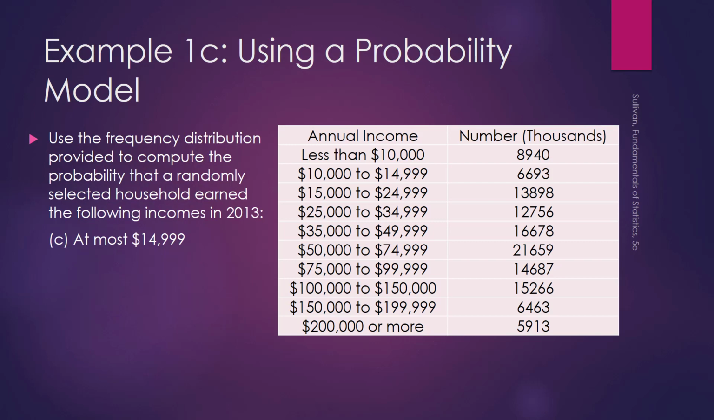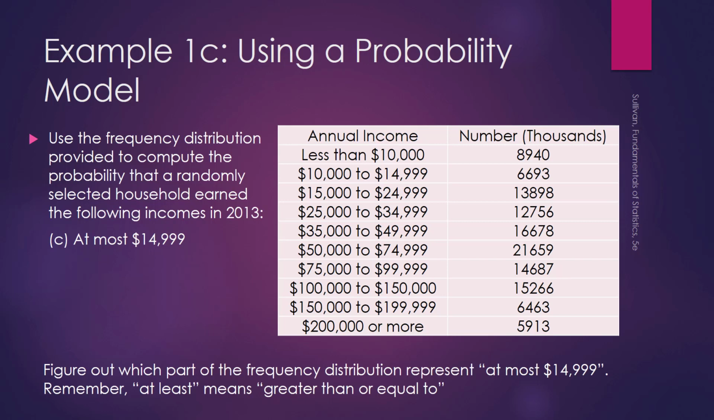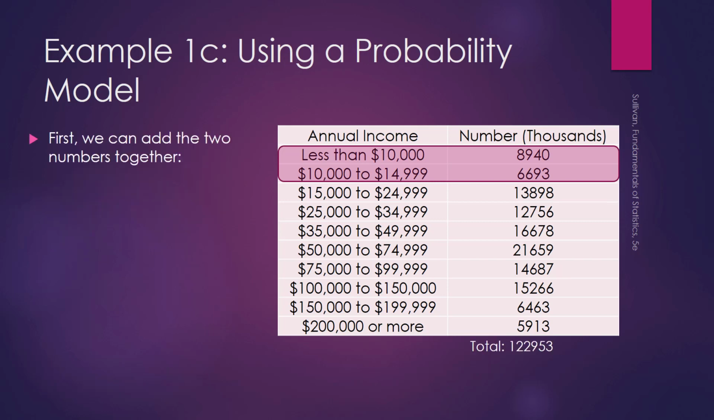Example 1C. Use the frequency distribution provided to compute the probability that a randomly selected household earned at most $14,999. First, we have to figure out which brackets in the table represent at most $14,999. Pause the video and see if you can do this, and then unpause the video to see if you are correct. If you said the first two rows in the table, then you were correct.